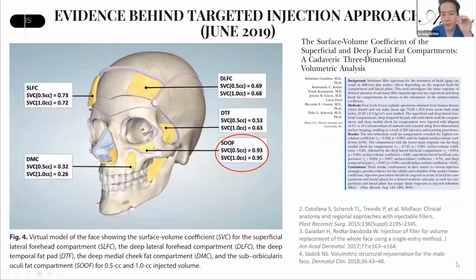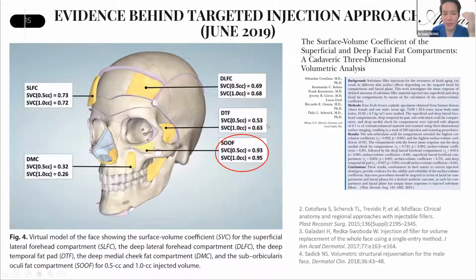Professor Kotofana gives us a clear answer: in the SOOF. Take a look here. If you inject 0.5 cc of filler into the SOOF, you get a lifting surface volume coefficient of 0.93, which is a very high coefficient. Therefore, clinically, when you inject into the SOOF, you always get a good lifting result.